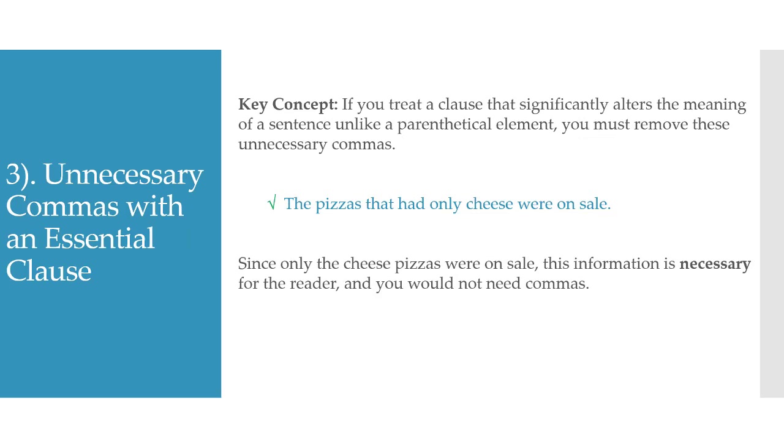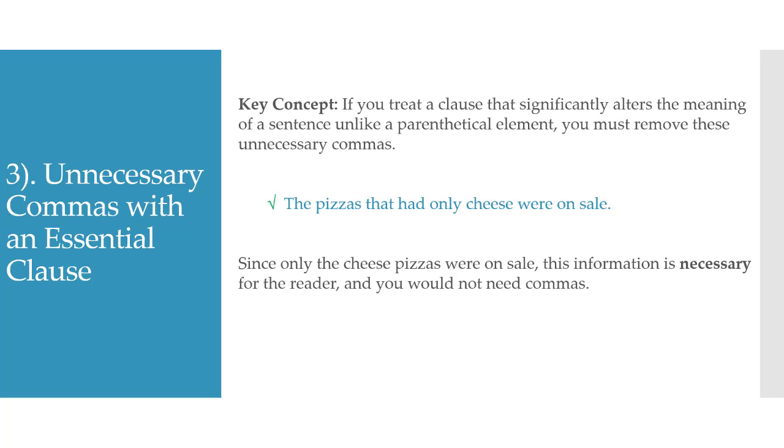Error 3. Unnecessary commas with an essential clause. Error 3 and 2 are opposites of each other. So in error 3, if you do have a phrase that significantly alters the meaning of a sentence, unlike the parenthetical element, you must remove these unnecessary commas.